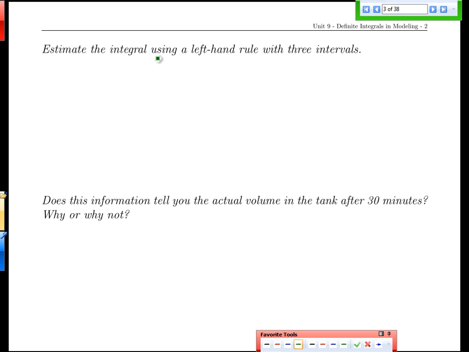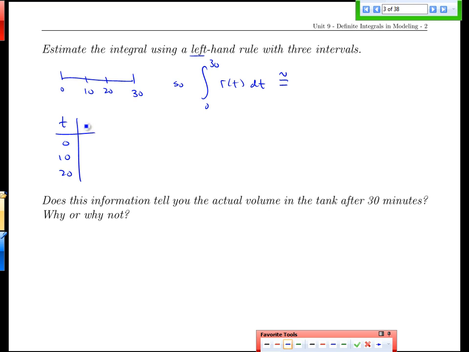What if we actually wanted to estimate this then? Well, if we want to estimate this with the left-hand rule, we would imagine a time interval. We've got 30 minutes. If we have 3 intervals that we're going to use, we divide it into breaks like that. And our integral from 0 to 30 of r of t dt is going to be approximately equal to, let's build a little table on the side here. We're using the left-hand rule, so we'll use on each interval the left, left, and left points, so 0, 10, and 20 for our times.